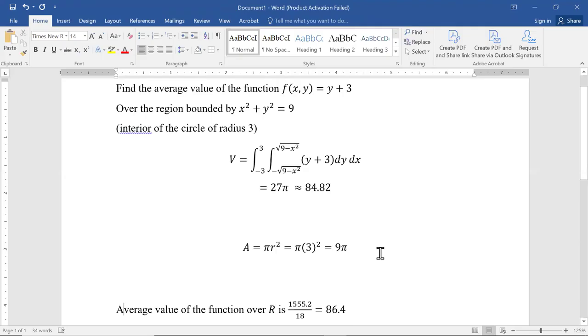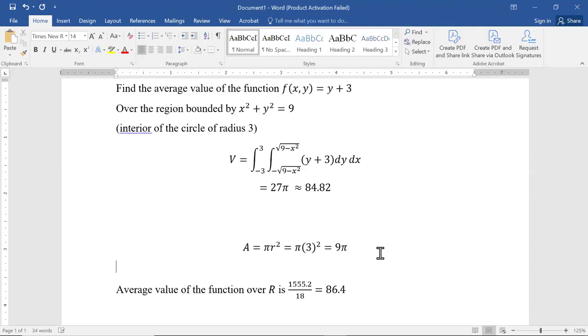So if you want to find the average value over the region, a real quick way to do that, since we already knew the volume was 27 pi, and we could calculate the area easily as 9 pi, the average value is simply 3.